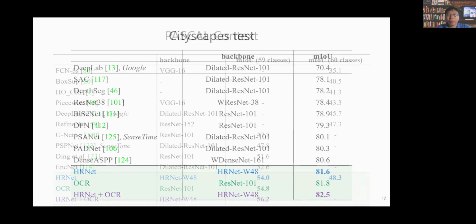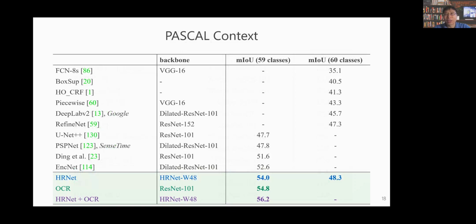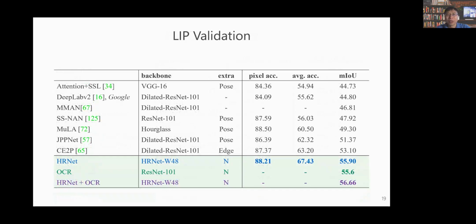And we also have results for other datasets, PASCAL Context. We can see that in terms of two evaluation metrics, one for 59 classes, another one for 60 classes, the two results are actually better than the previous results. For LIP, the LIP dataset is about human parsing. Again, we can see that our results are better than previous methods.